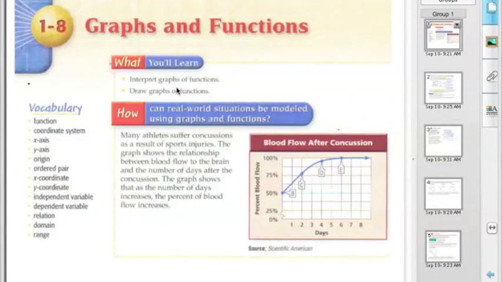Hello. Doing chapter 1-8 today, graphs and functions. So we'll be covering how to interpret, which means how to read, decipher, and understand what the graphs are talking about, as well as basic drawing of graphs of functions.